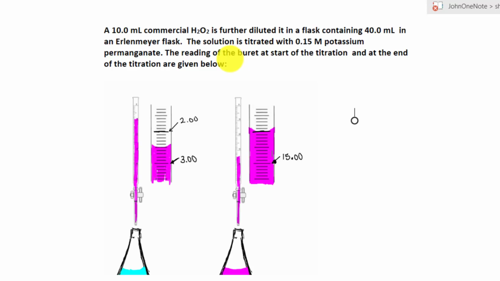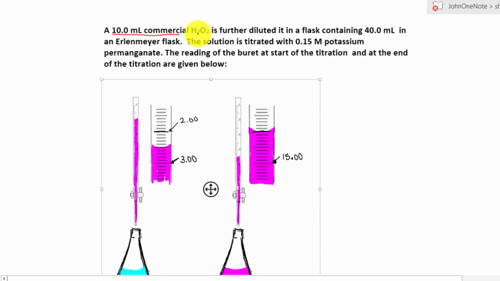In the previous lesson, we learned how to use titration in acid and base reaction. Today we are going to look at applying the same method in redox titration. What we have here is 10 milliliter of commercial hydrogen peroxide, which is further diluted. I mean, you add pure water to it, add pure H2O until you get 40 milliliter in a flask.